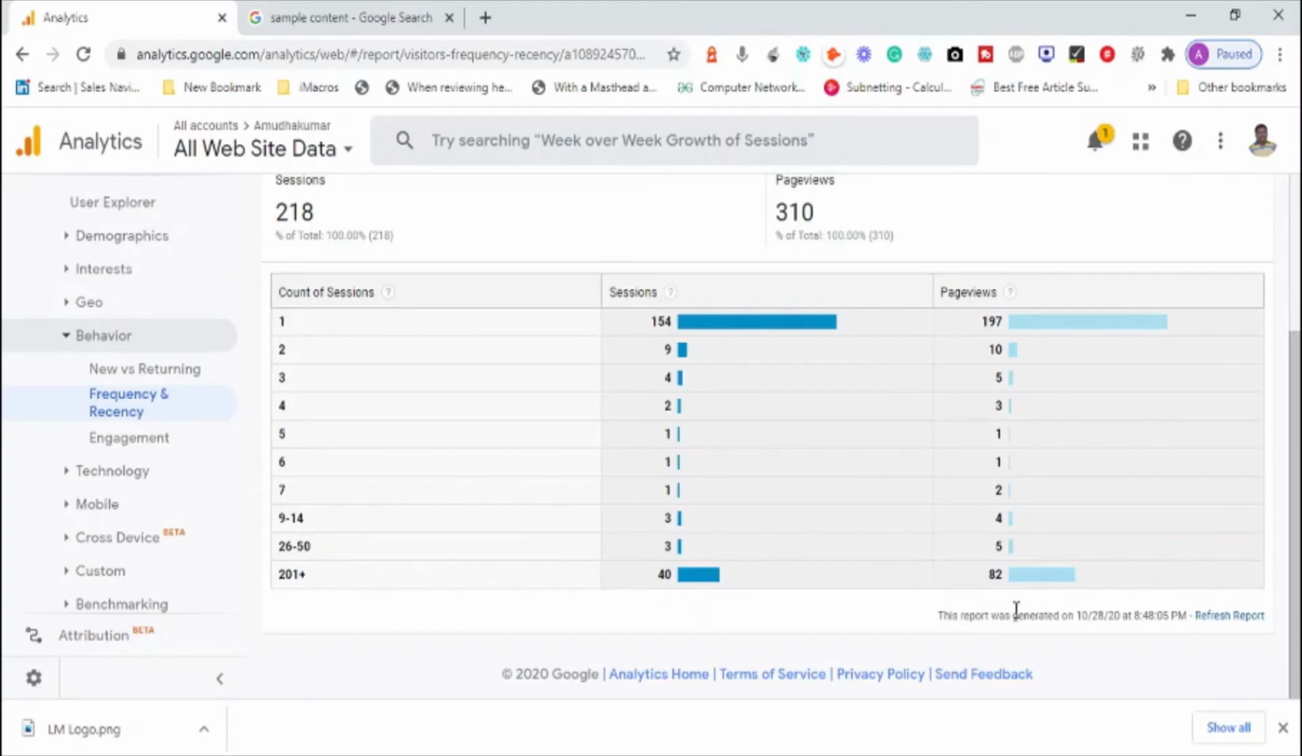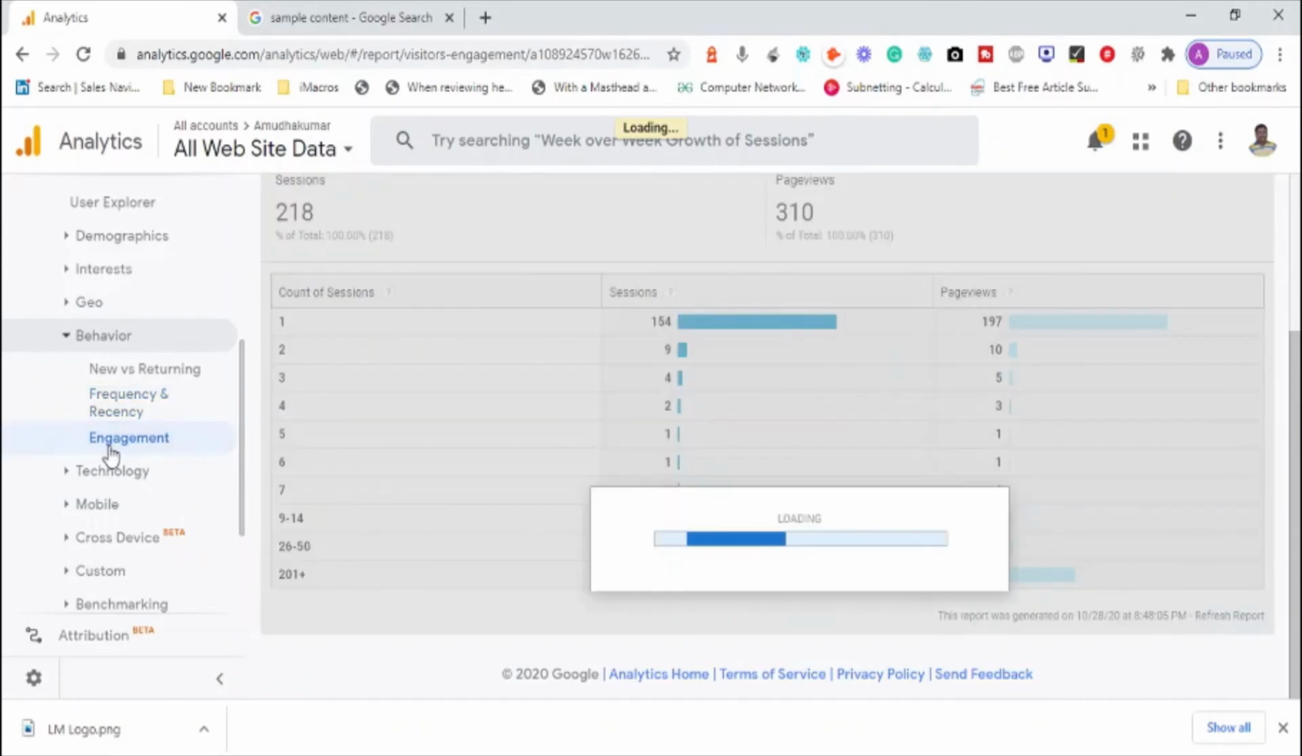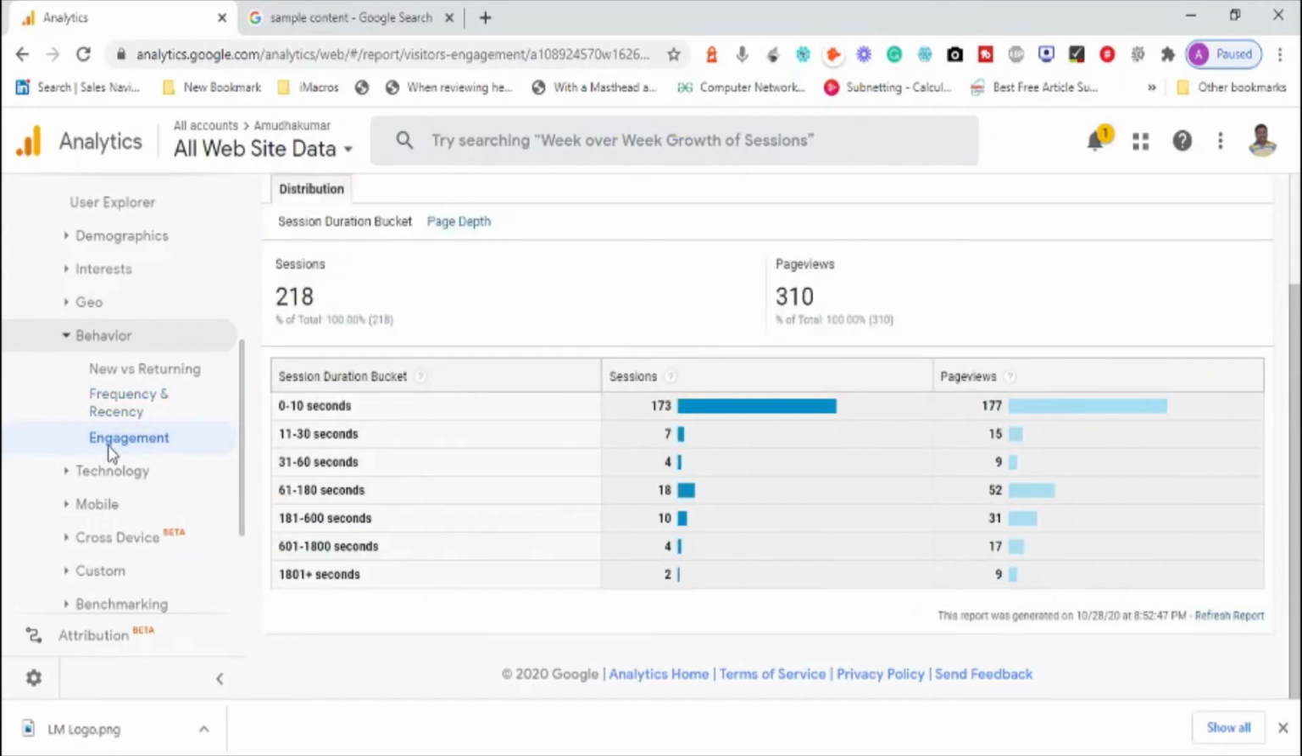So this is basically called frequency and recency, which means how frequently somebody came to your website and how much time they spent on it. Now, we have seen new visitors, frequency and recency. We have something called engagement, a very important factor related to SEO ranking. Lots of people ask, sir, I wrote the same content as my competitor's website, but my competitor is ranking better whereas I'm not. Why? Google wants to understand your content's engagement.